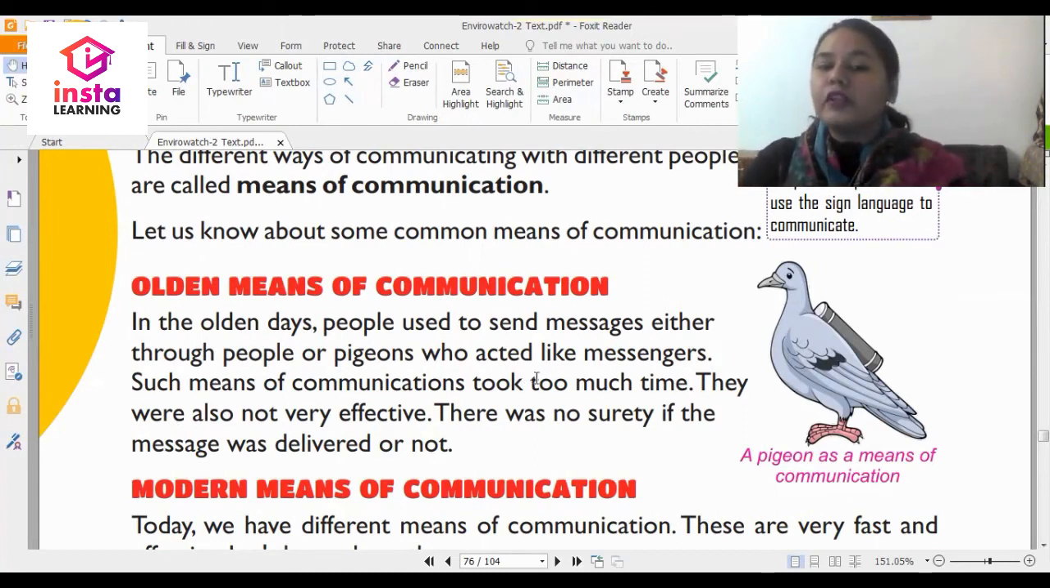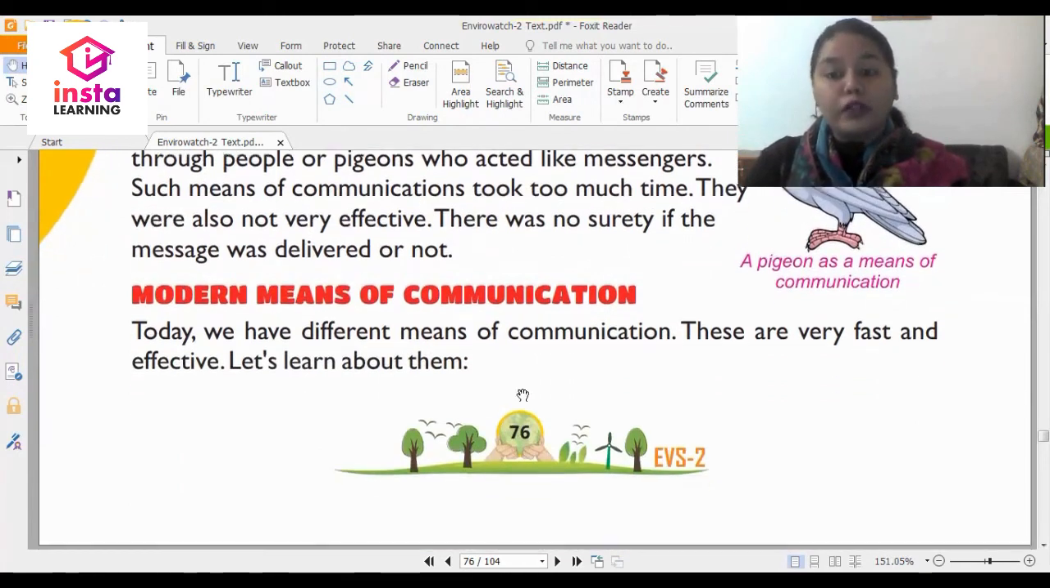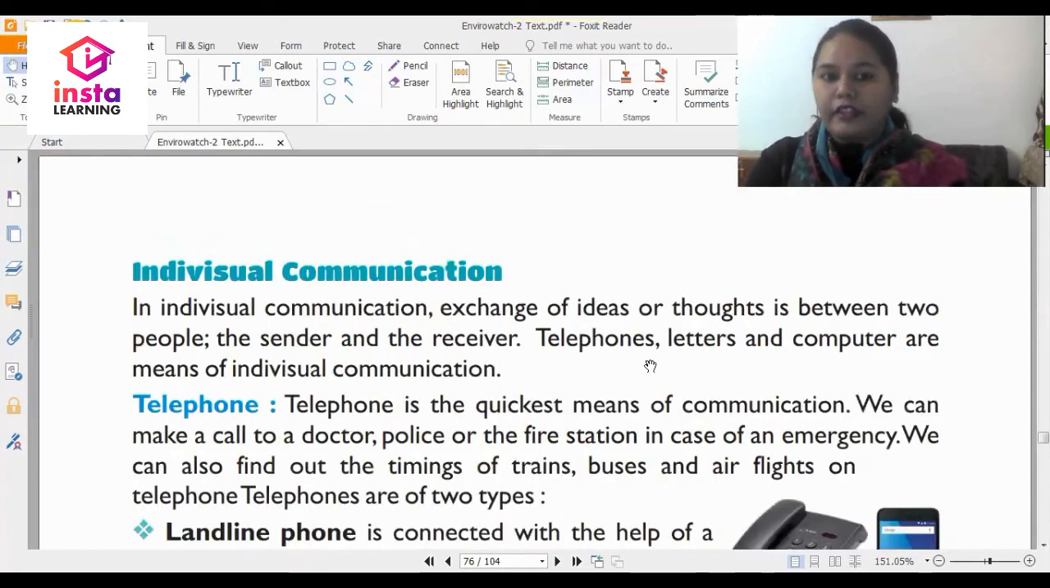Such means of communication took too much time. They were also not very effective. There was no surety if the message was delivered or not. And now we talk about modern means of communication. Today we have means of communication that are fast and effective.